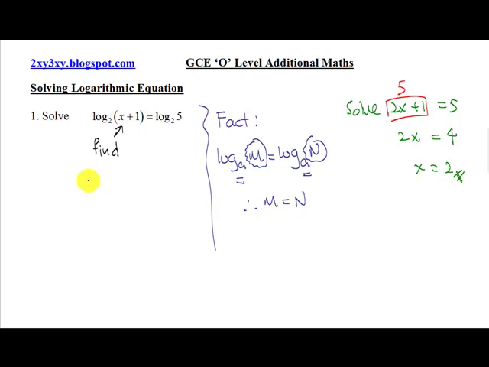Let's go back to our question. Log base 2 of x plus 1 is equal to log base 2 of 5. So from here we can conclude that x plus 1 must be equal to 5 because they have the same base, and x will be equal to 4. Let's do a check. If we substitute x equal to 4 into here, 4 plus 1 will give us a 5. Log base 2 of 5 is indeed equal to the log base 2 of 5 on this side of the equation.